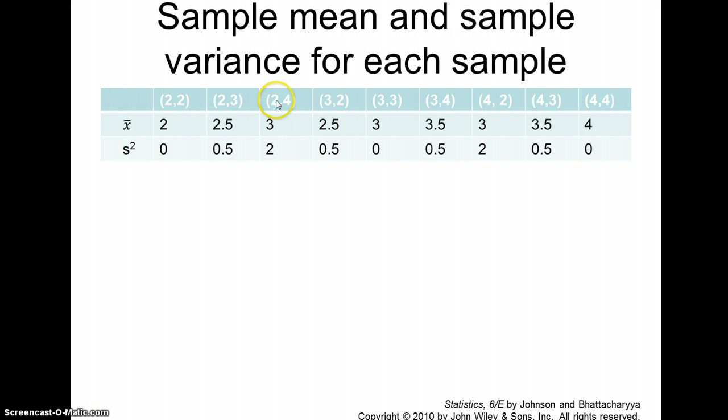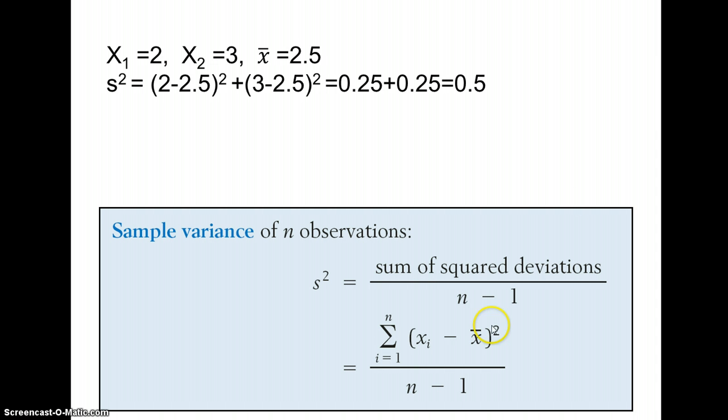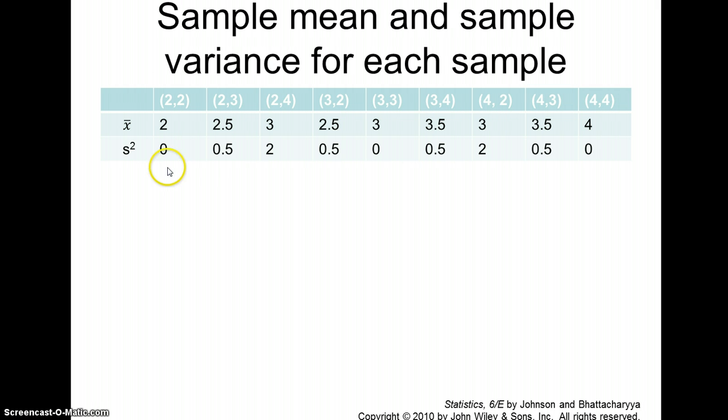And do the same thing for the sample 2, 4. So you do 2 minus 3 squared plus 4 minus 3 squared, divided by 1, and you get 2. And do it again for 3, 2, and 3, 3, and 3, 4. So just keep applying this formula 9 times, and you will find the sample variance for each sample. Okay, so that's called sample mean and sample variance.